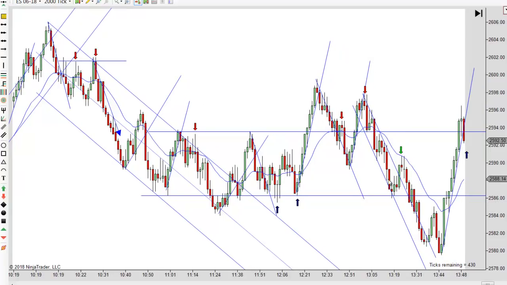You get a first entry long, pulls on back. You get a failed second entry long, and that's the first break of that trend channel. So we'll probably come back down and test this again. And that's a fairly bearish bar, so I like that one. However, we did just come off the low, so it's not an ideal setup.